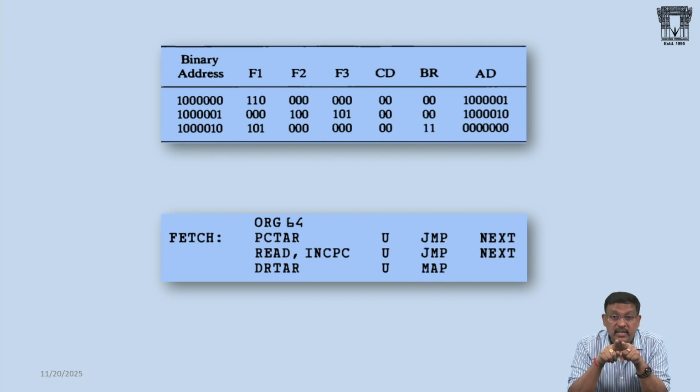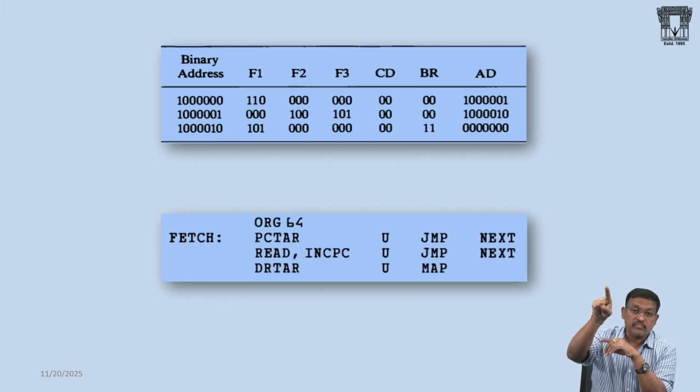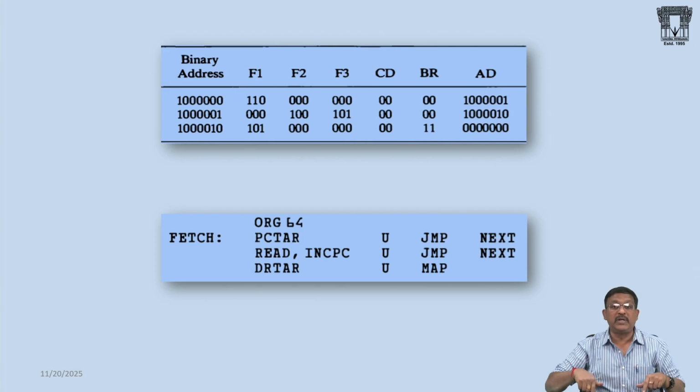The address bits are initially 0, 0, 0. Now branch bits are 1, 1. As you stated, it is a mapping logic. Condition bits are 0, 0, so it maps unconditionally. Unconditionally map means mapping of the opcode bits of the machine instruction into the address bits of the micro instruction. Right? So in such a way you can decode this.